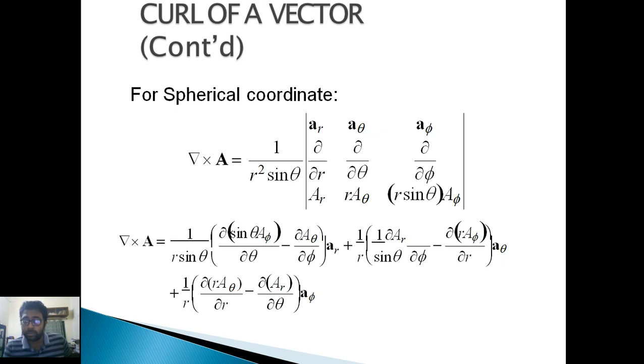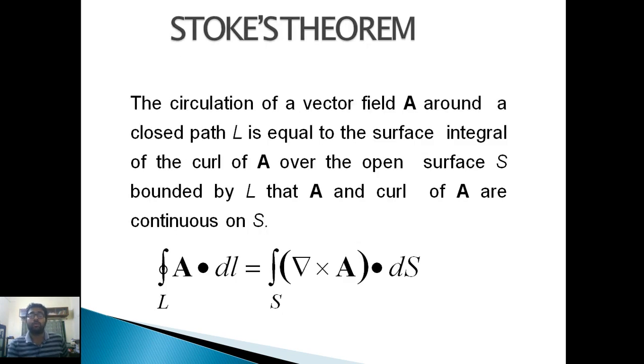Let's go to the next slide, and that is Stokes theorem. Now, what does Stokes theorem really define? The circulation of a vector field A around a closed path L is equal to the surface integral of the curl of A over the open surface S bounded by L, where A and curl of A are continuous on S.